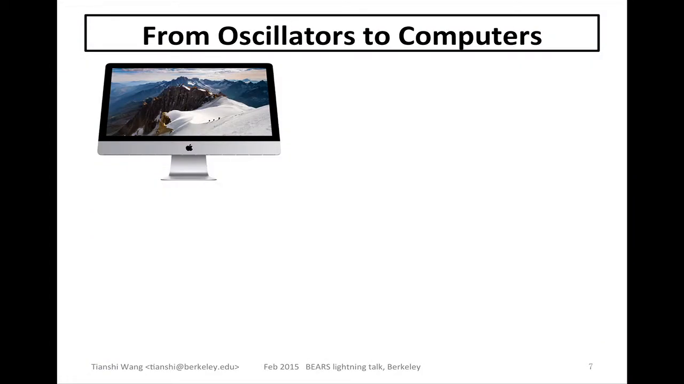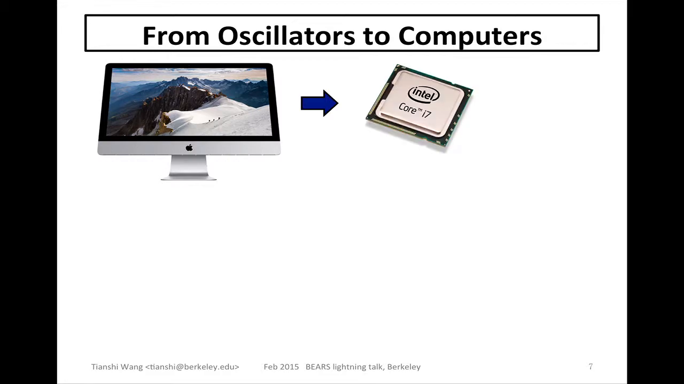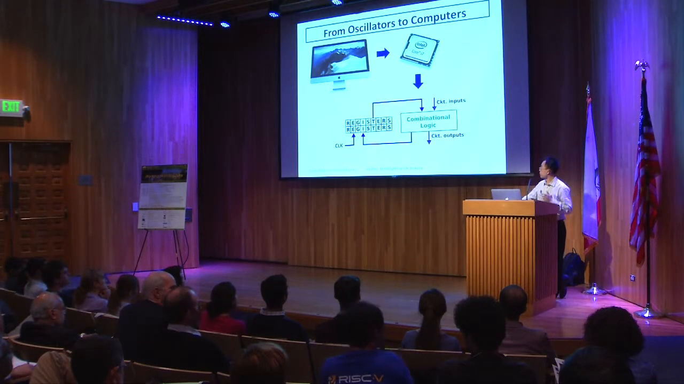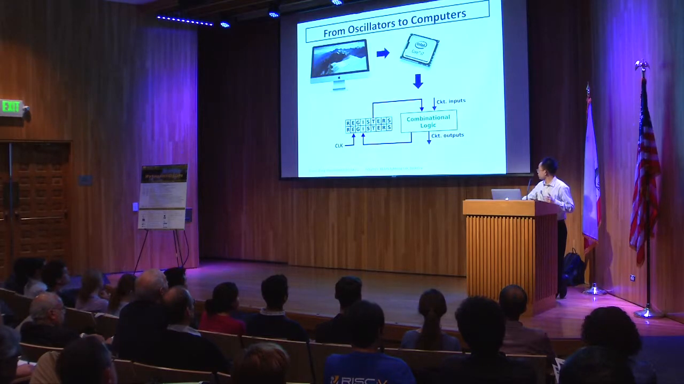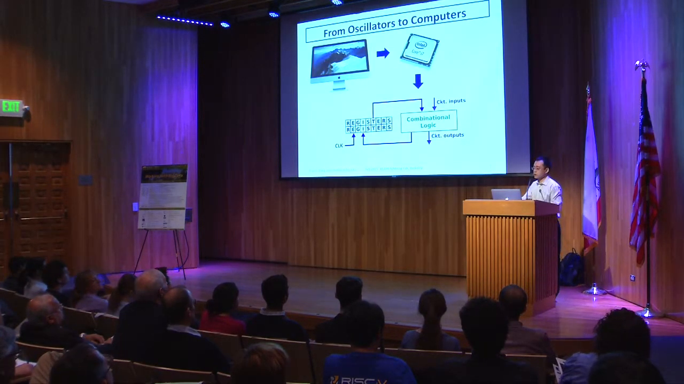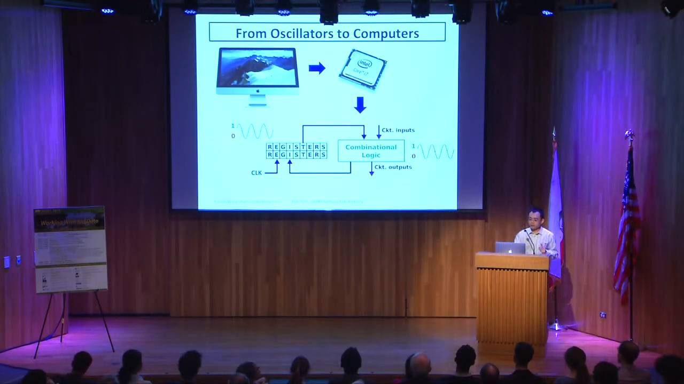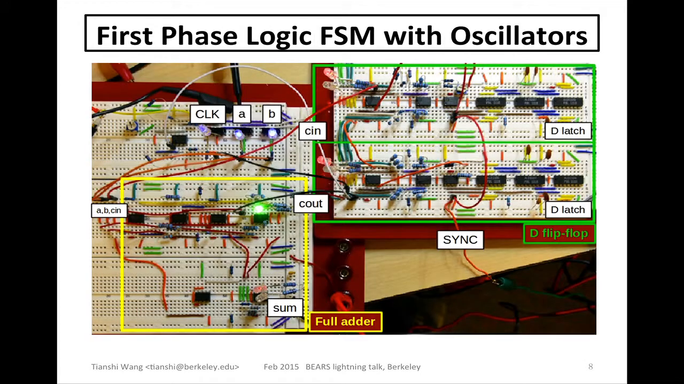Okay, back to computers. The brain of a computer is the CPU, and in the core of a CPU is the concept of a finite state machine. In order to build state machines, you need registers, you need logic gates. We have worked it out that all these components can be implemented using oscillators with phase-encoded logic. We have also prototyped such a simple state machine on a breadboard. This is, to our knowledge, the first of its kind.